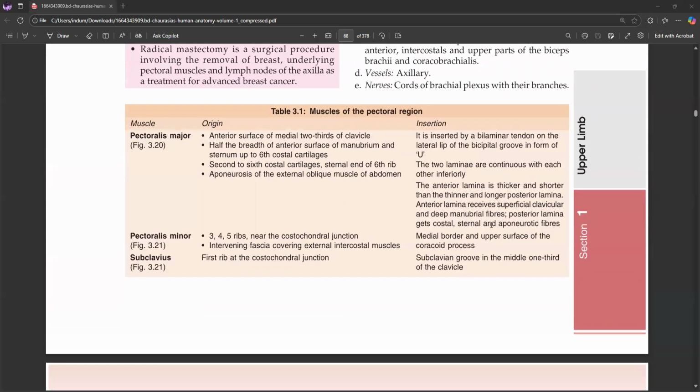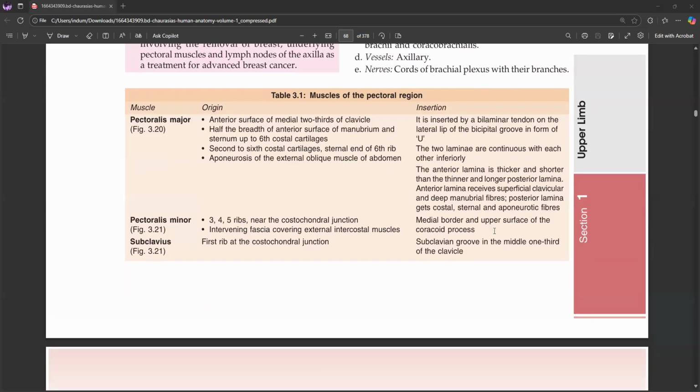Okay. Table 3.1, muscles of the pectoral region. Muscle, origin, insertion. Pectoralis major, figure 3.20. Origin: anterior surface of medial 2/3 of clavicle, half the breadth of anterior surface of manubrium and sternum up to the 6th costal cartilage, 2nd to 6th costal cartilages, sternal end of 6th rib, aponeurosis of the external oblique muscle of abdomen. It is inserted by a bilamellar tendon on the lateral lip of the bicipital groove in form of U.